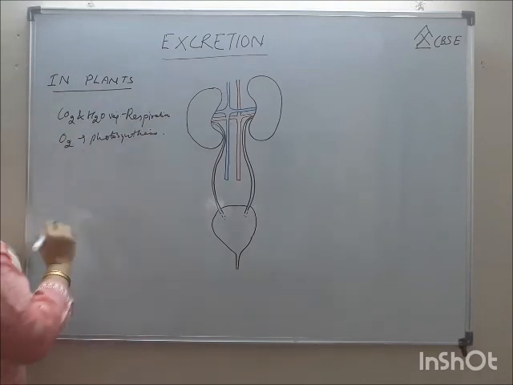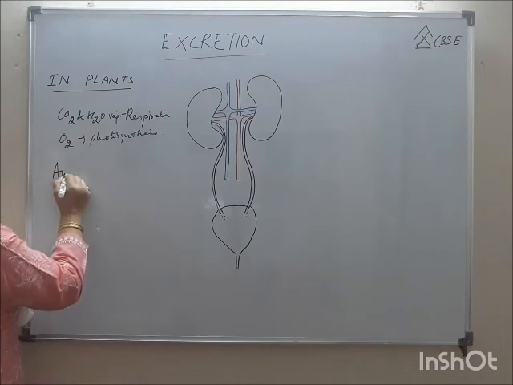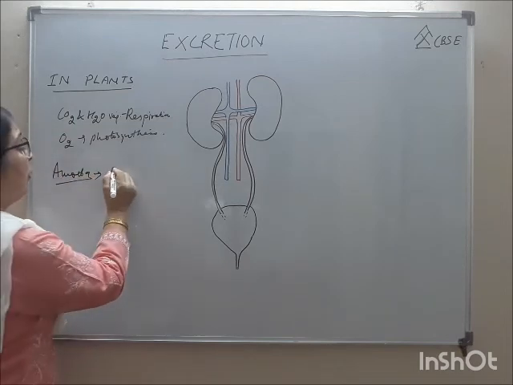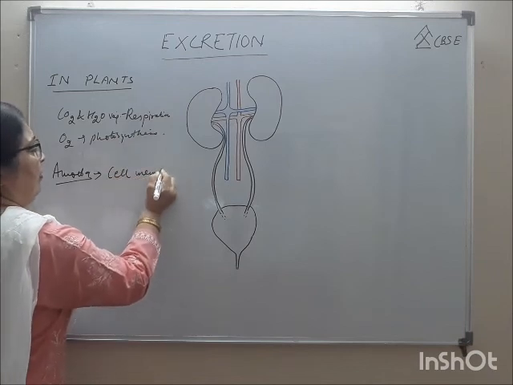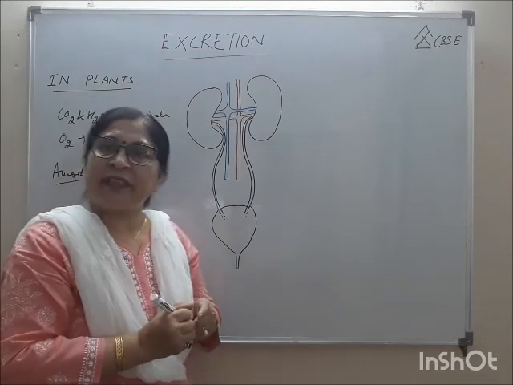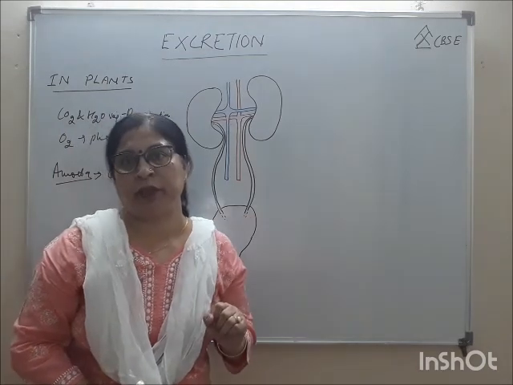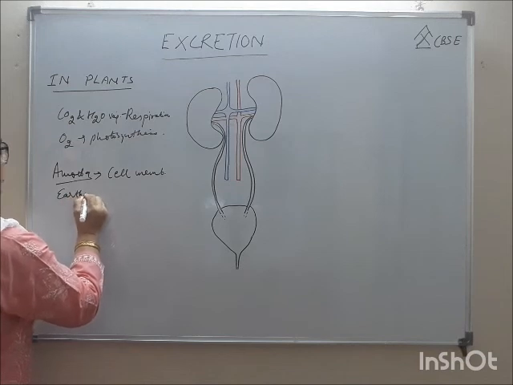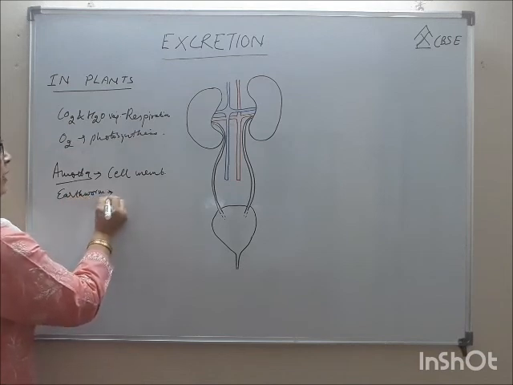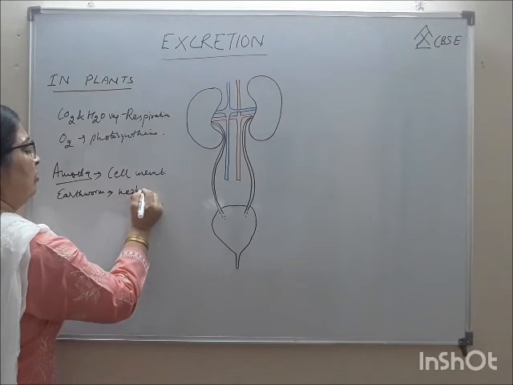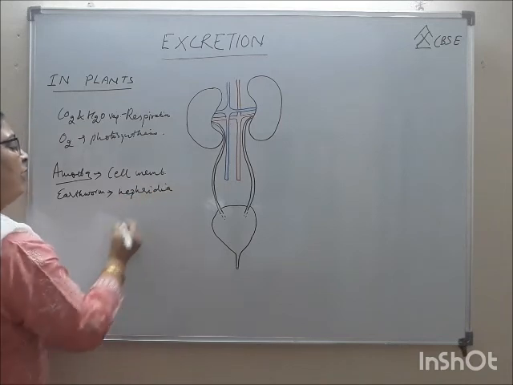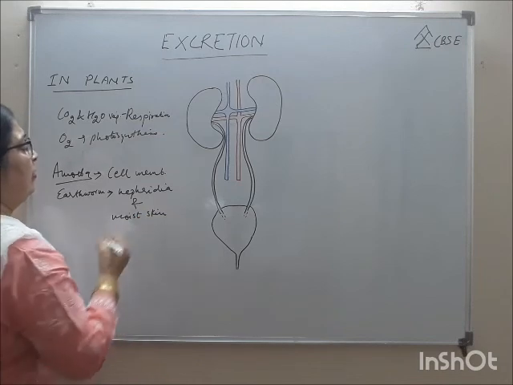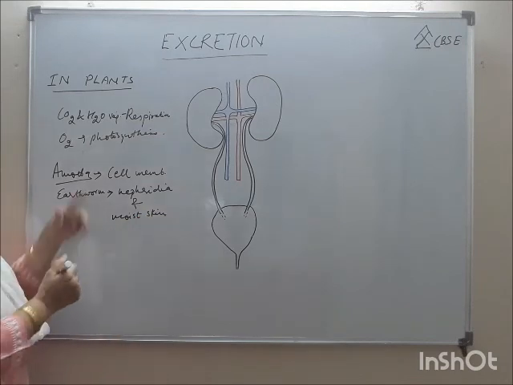In other animals, if you see amoeba, excretory organ is what? Cell membrane. From the cell membrane, the waste products come out. Same in earthworm, if you see, earthworm excretory organ is nephridia and moist skin. These are the excretory organs in amoeba and earthworm.